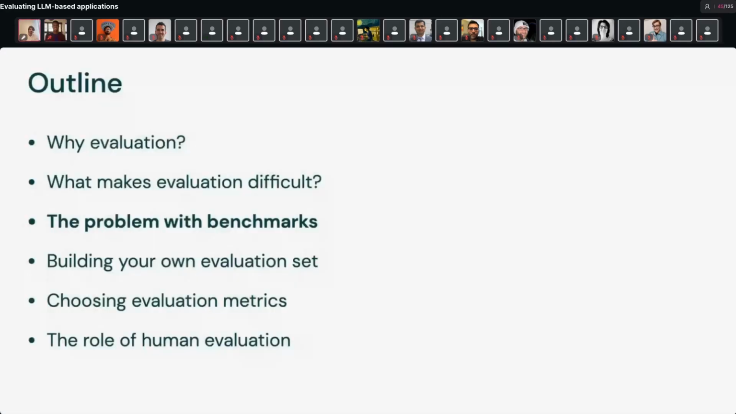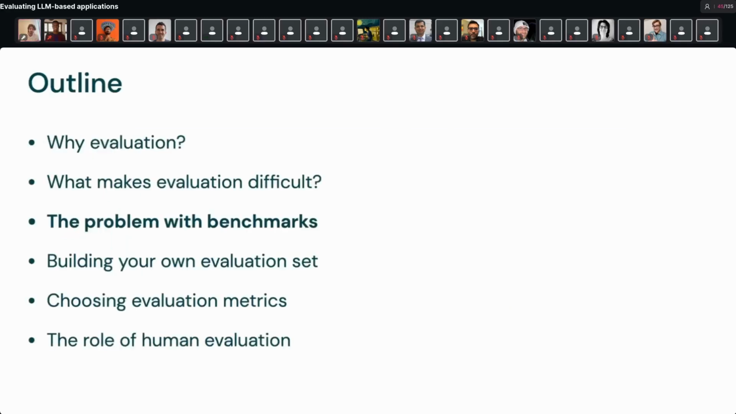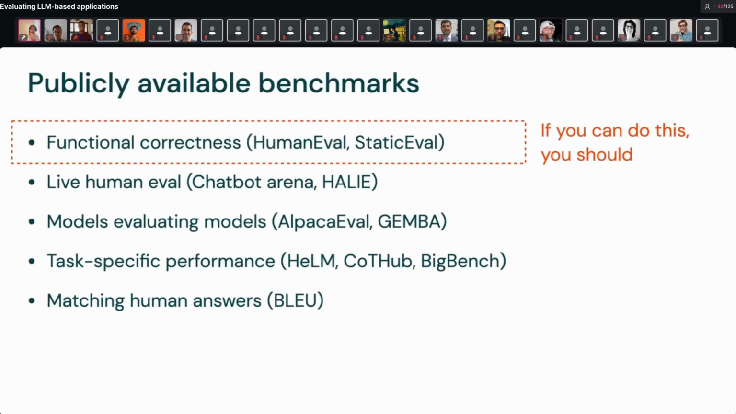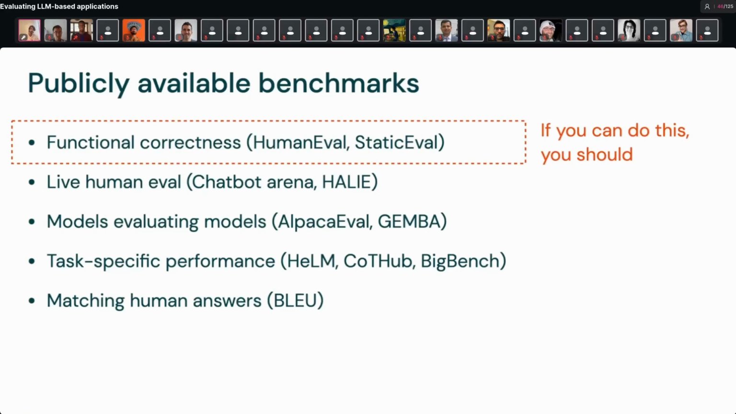Cool. So on this previous slide, I sort of put public benchmarks all the way in the bottom left here. So I want to justify that a little bit, and talk about some of the challenges with using publicly available benchmarks to make decisions about language models. So let's talk through some of the different categories of publicly available benchmarks.